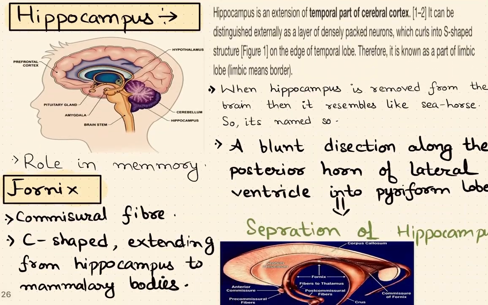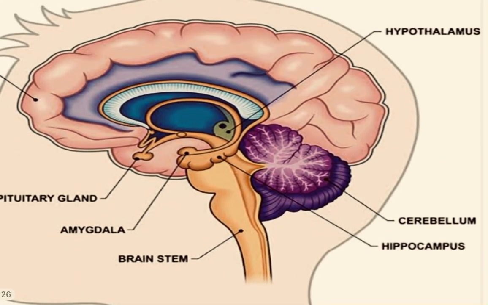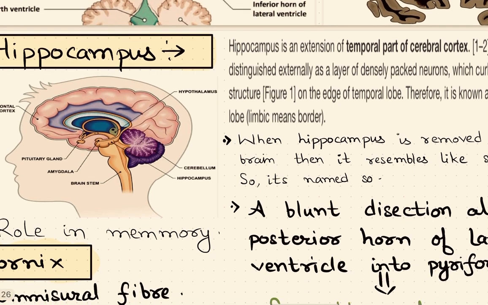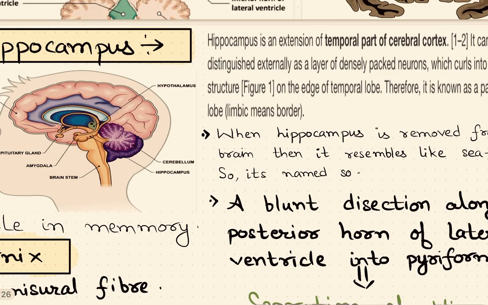Now let us study about the hippocampus. What is this hippocampus? Hippocampus is an invagination of the cerebral cortex in the temporal part of the cerebrum. Okay, it is an S-shaped thing. If you see this diagram, where is the hippocampus? This region is the hippocampus. This is the S-shaped region in the temporal region. It is part of the limbic system. Do you know why hippocampus is named so? Because if we remove the hippocampus, it would resemble a seahorse. That's why it's named so.